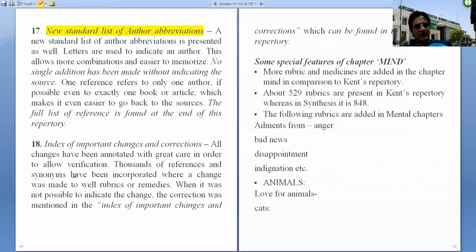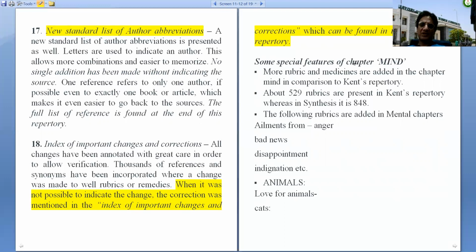Thousands of references and synonyms have been incorporated where a change was made to rubrics or remedies. When it was not possible to indicate the change, the correction was mentioned in the index of important changes and corrections, which can be found at the end of the repertory. So in the index, those things are found of which the corrections are still pending.